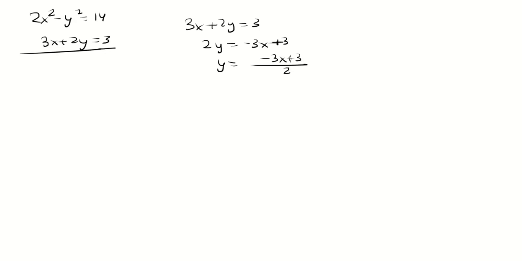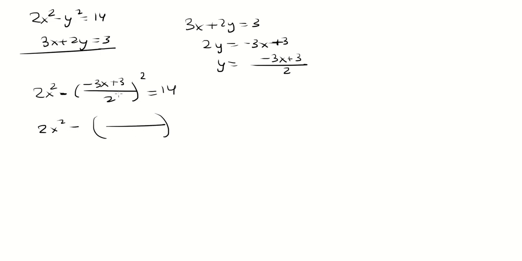And so that's going to go in for y on the top. So you have 2x squared minus, and then you want to put it in parentheses, negative 3x plus 3 over 2 squared. So we're going to square the inside, we're not squaring the outside, the negative. So it's 2x squared minus, and then the top becomes 9x squared minus 18x plus 9. The bottom becomes 4, equals 14.